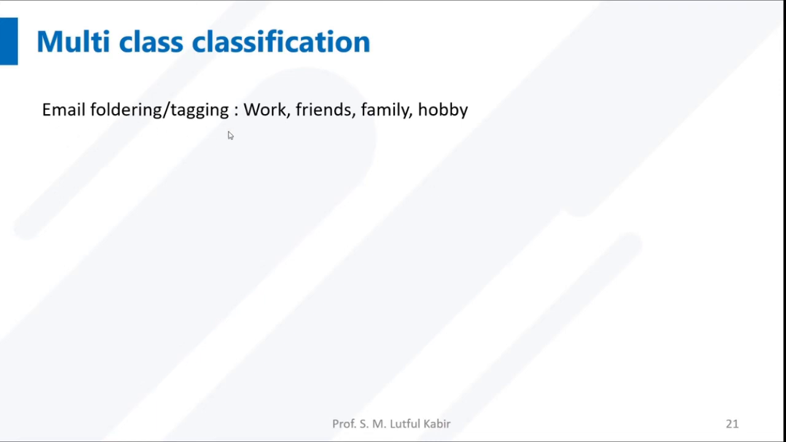Let us say in your email you want to separate different emails into different groups. Some of the emails are related to work, some to friends, some to family, and some to hobbies. So let us assign y equal to 1 for work, y equal to 2 for friends, y equal to 3 for family, and similarly y equal to 4 for hobby. So you can see in this email classification problem there are 4 different possibilities.